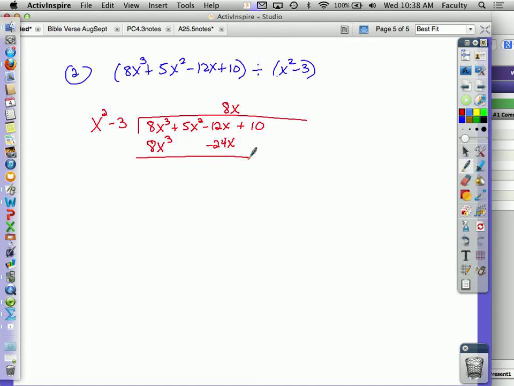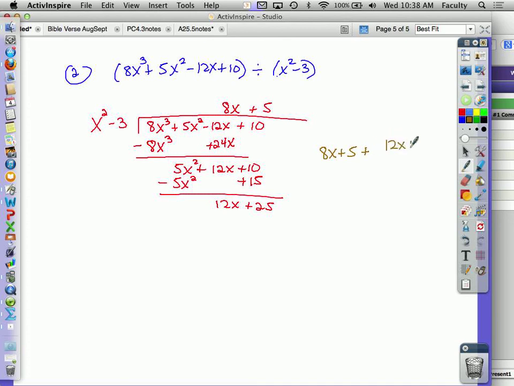Then I'm going to take the opposite and add, and I get 5x squared plus 12x plus 10. And then this is plus 5, and I get 5x squared minus 15. So I get 12x plus 25. So then my answer is 8x plus 5 plus the remainder, 12x plus 25 over x squared minus 3. All right, any questions at all?